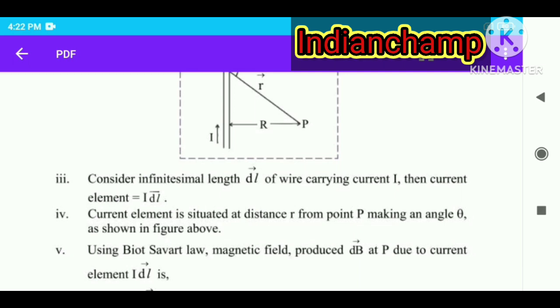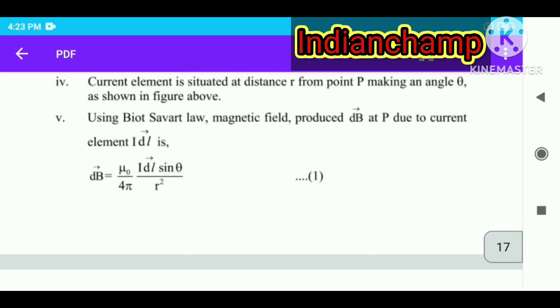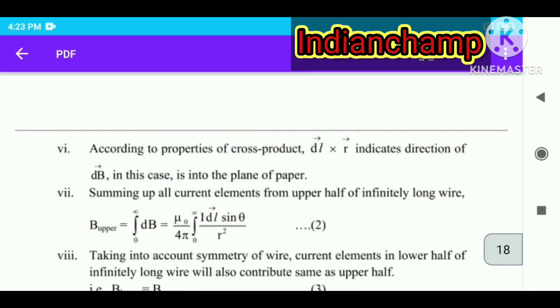Fifth, using the Biot-Savart law, the magnetic field dB bar produced at point P due to the current element I dl bar is dB bar equals mu0 divided by 4 pi into I dl bar into sin theta divided by r square. Equation first. Sixth, according to the properties of the cross product, dl bar cross r bar indicates the direction of dB bar, in this case into the plane of paper.